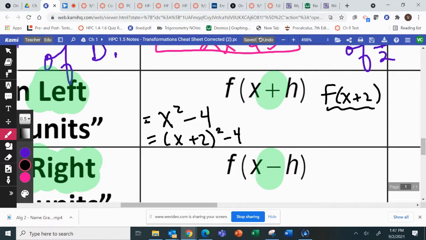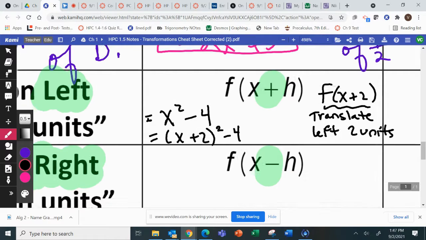All right. This means to translate which direction? To the left 2 units. I could multiply this out, but when we actually start graphing these, it is better to be in this form for transformations with quadratics. But with this, it's better that we don't have that middle x term to use it. So I would leave it like that.